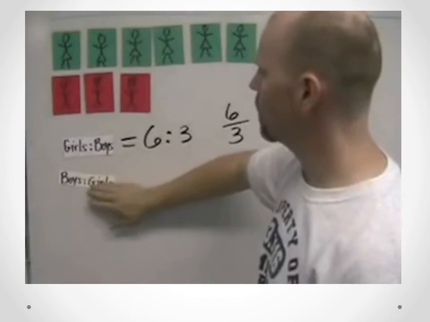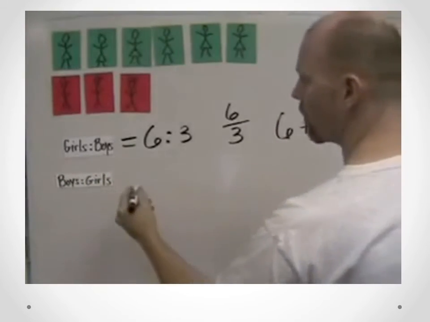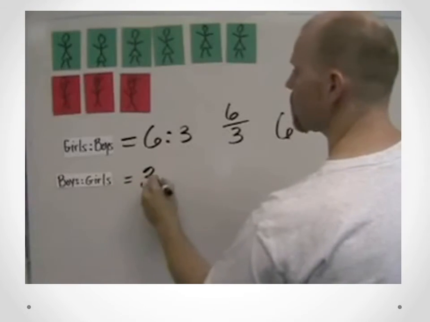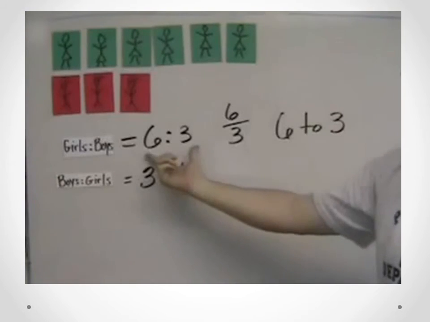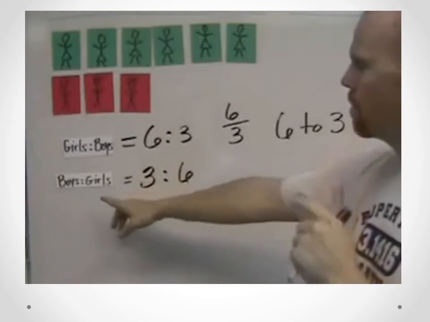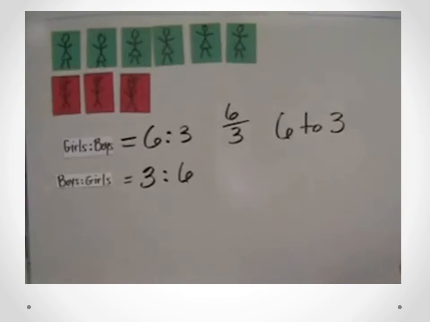What if I wanted to know the ratio of boys to girls? Well, in this case, I would say then the ratio is 3 to 6. 3 to 6 and 6 to 3 are not the same thing. They're different. Here there's 3 boys and 6 girls.